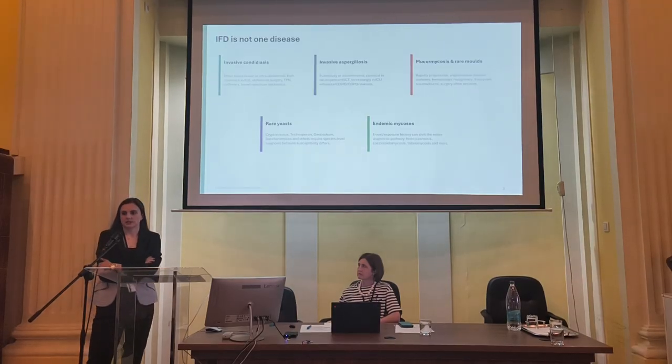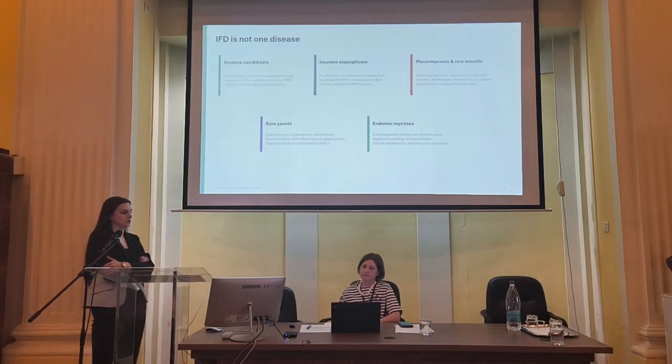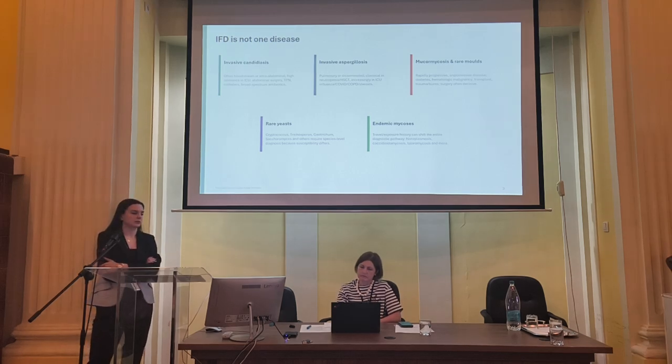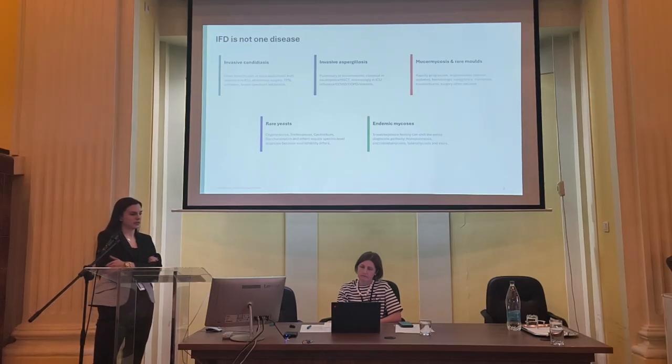Invasive fungal disease is not only one fungal disease, it's a group of fungal diseases like invasive candidiasis, often found in the bloodstream or intra-abdominal cavity. It has a high relevance in the ICU, after abdominal surgery, with patients with total parenteral nutrition, with central vein catheters, after use of broad-spectrum antibiotics.